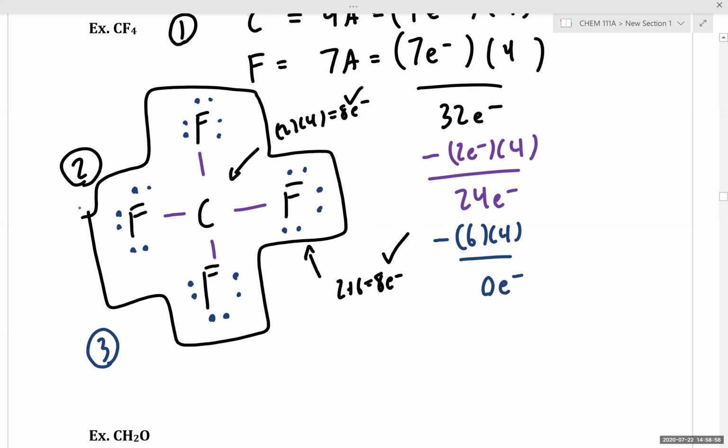Does this step-by-step process make sense to everyone? Any questions?